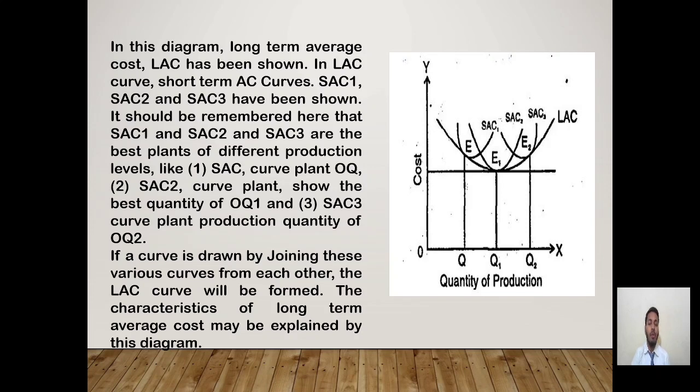It shows the best plant at different production levels: short run average cost curve 1 for plant at OQ, short run average cost curve 2 to show the best quantity OQ1, and short run average cost curve 3 showing the production quantity OQ2. By joining these various curves to each other, the long run average cost curve will be formed. The characteristics of the long run average cost curve are explained by this diagram.